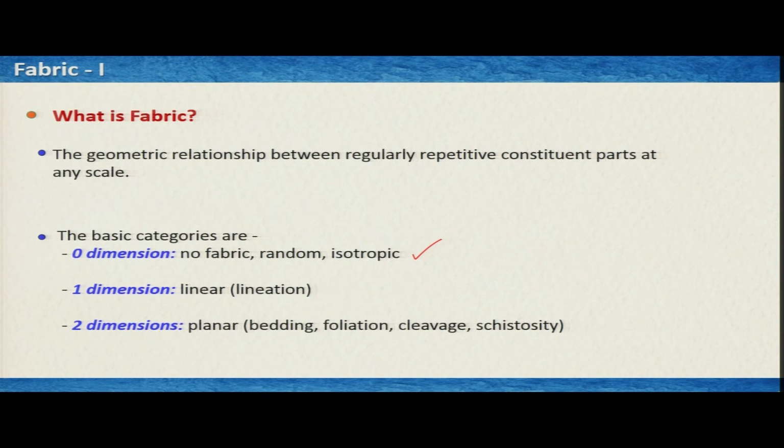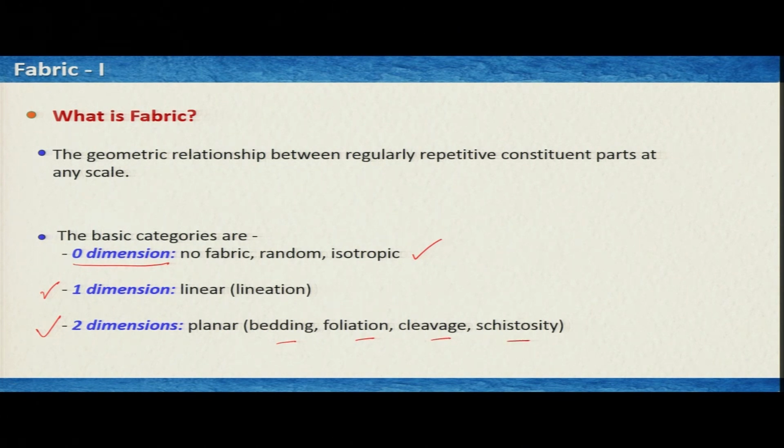The first one is if there is no fabric at all. The elements are distributed very homogeneously, they are not defining any fabric, then we call it the 0th dimension of the fabric. So, there is no fabric, or it is very random, and we can assign it as isotropic fabric. And these 2 are important. If they are in one dimension, then we call it linear fabric or lineations. So, fabrics are only visible in one direction, and of course, there are 2 dimensional fabrics which we will be discussing in this lecture and in the next lecture, known as planar fabrics, and that include bedding, foliation, cleavage, and schistosity.